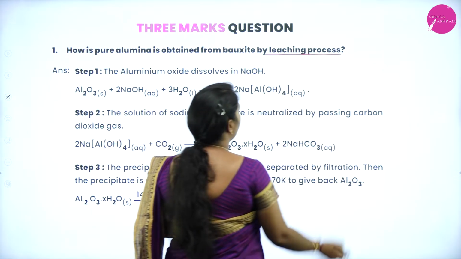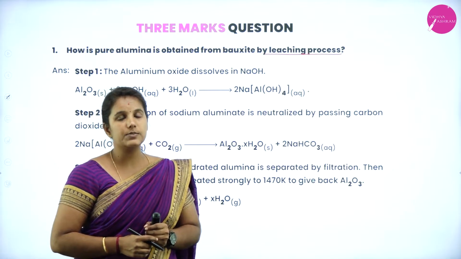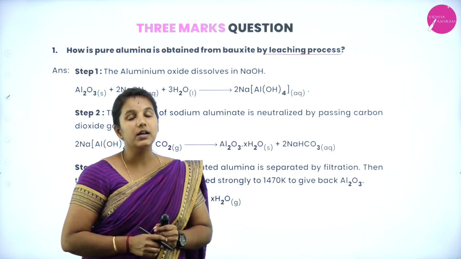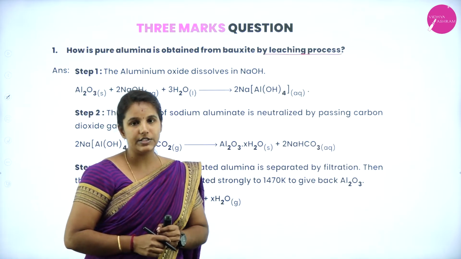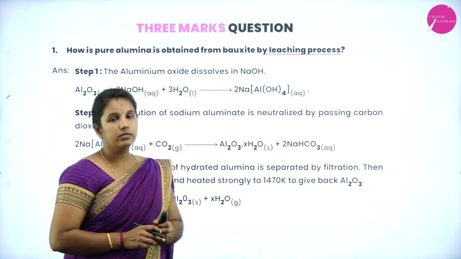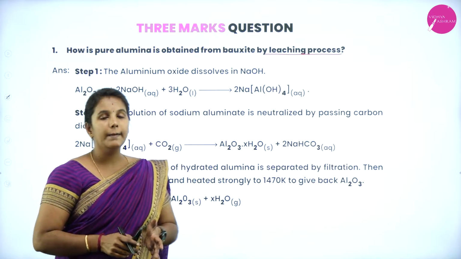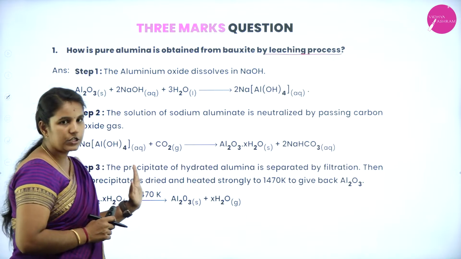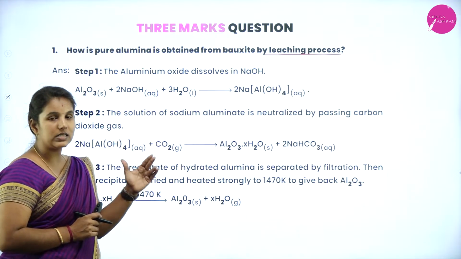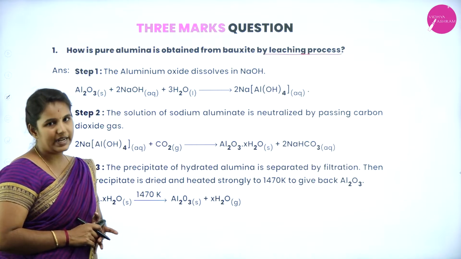So, already we know that leaching is a process where the ore is treated with a suitable reagent. That process we call leaching. So, how to obtain alumina from the bauxite ore by the leaching process, we'll see now. For this reaction, you need to write the 3-step reaction mechanism along with one sentence.